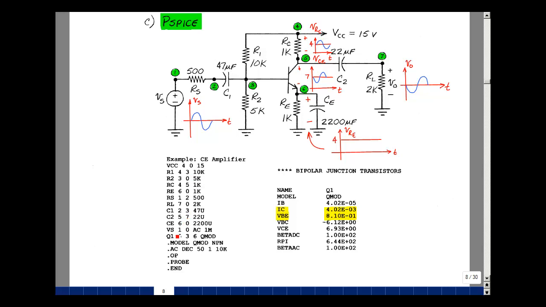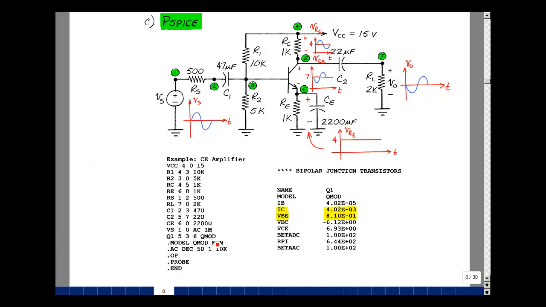My AC voltage source is from node 1 to ground. If you recall from 202, that's how we described an AC signal. The value is 1 millivolt. M in SPICE, whether uppercase or lowercase, refers to milli. If you have mega, it's just MEG.